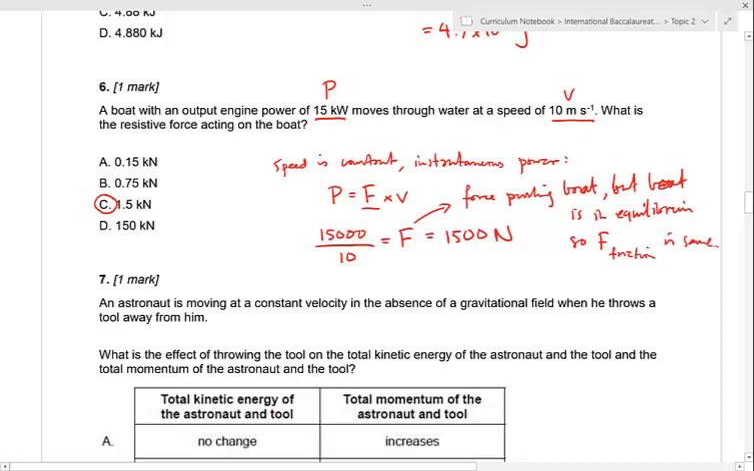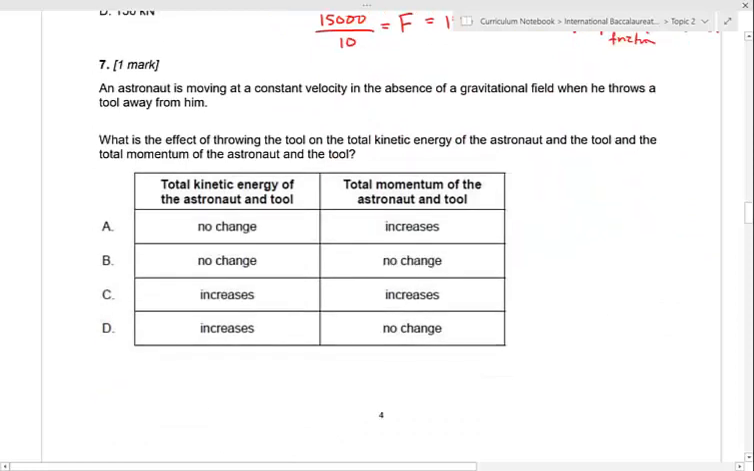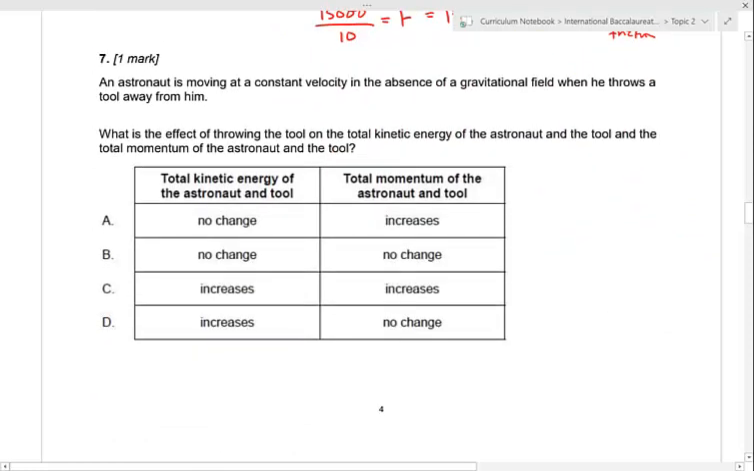Okay. Question 7. An astronaut is moving at a constant velocity in the absence of a gravitational field when he throws a tool away from him. What is the effect of throwing the tool on the total kinetic energy of the astronaut and the tool, and the total momentum of the astronaut and the tool? Well, before he threw it, he was moving at a constant velocity, so he had some fixed amount of kinetic energy. After the tool was thrown, he did work on the tool, so he added some energy to the system. The total kinetic energy of the astronaut and tool must have increased, so either C or D is correct.